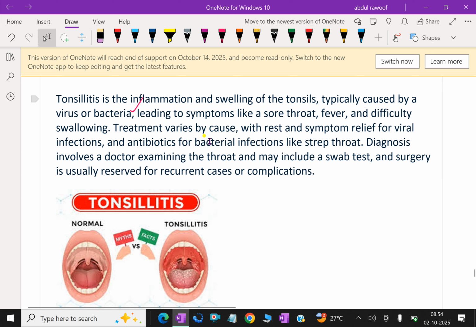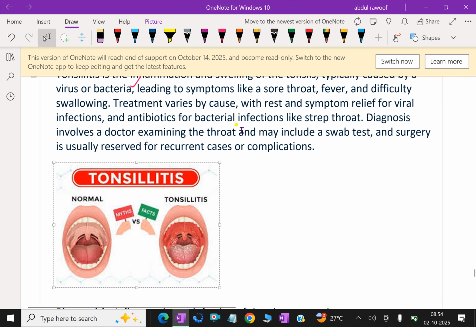Treatment varies by cause, with rest and symptom relief for viral infections, and antibiotics for bacterial infections like strep throat. Diagnosis involves a doctor examining the throat and may include a swab test, and surgery is usually reserved for recurrent cases or complications.